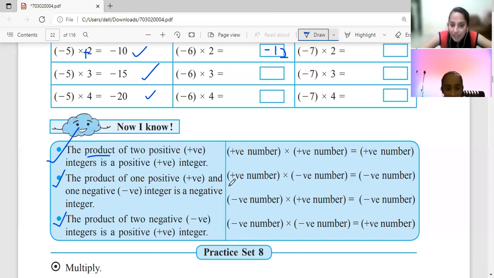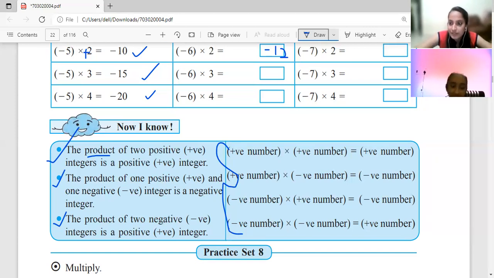मतलब ये वही चीज है जो हमने उस टेबल में किया था. It shows two similar signs will give you the positive product and two different signs will give you the negative product. सही बोला मैंने? Two same signs will give you the positive result, right? Yes. And two different signs will give you the positive result, right? No. हाँ. Two different signs will give me a negative number. Very good. Okay, so just listen carefully whether I'm speaking right or wrong.